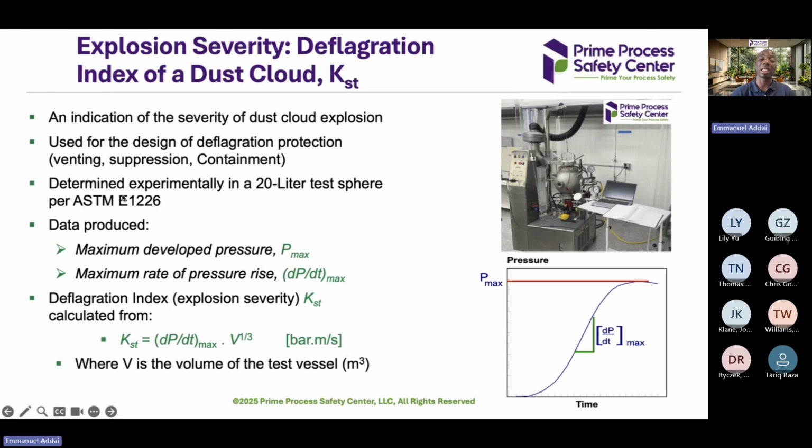And so you cannot get the KST directly from testing, you need to calculate it from the pressure-time data. That's the burning velocity, the flame travel velocity with time for the test. And we also need to know the maximum pressure, which relates to the energy released after ignition.